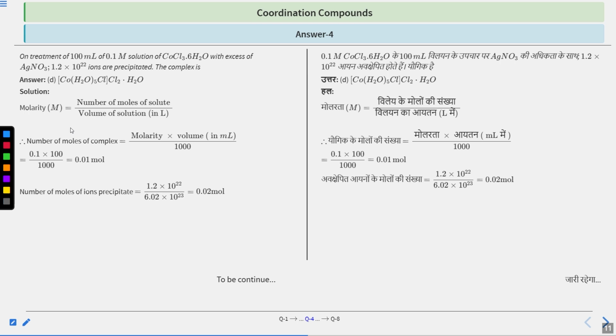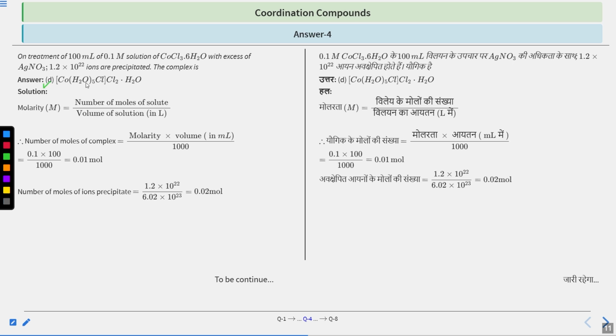Let's see. The correct answer is option D, that is [Co(H2O)5Cl]Cl2.H2O. So what we will do, we will find the molarity, which is number of moles of solute upon volume of solution in liter. So number of moles of the complex will be volume times molarity. If volume is in milliliter, we have to divide it by 1000. Just put the values. Molarity is given as 0.1. Volume is given as 100 milliliter. Divide by 1000. It is 0.01 mole of the complex.